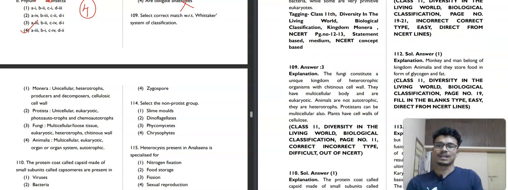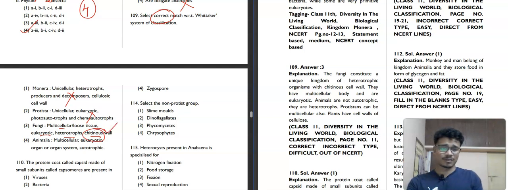109. Select the correct match with respect to Whittaker system of classification. We'll read all of this and try to answer. Monera, we need to find the correct match. Monera is saying unicellular, heterotrophs, producer and decomposer, cellulosic cell wall. It is absolutely not correct. Protista, unicellular, eukaryotic, photoautotrophs and chemoautotrophs. No, it is also not correct. And fungi is saying multicellular, eukaryotic, heterotrophs and chitinous. Yes, this chitinous is absolutely correct.